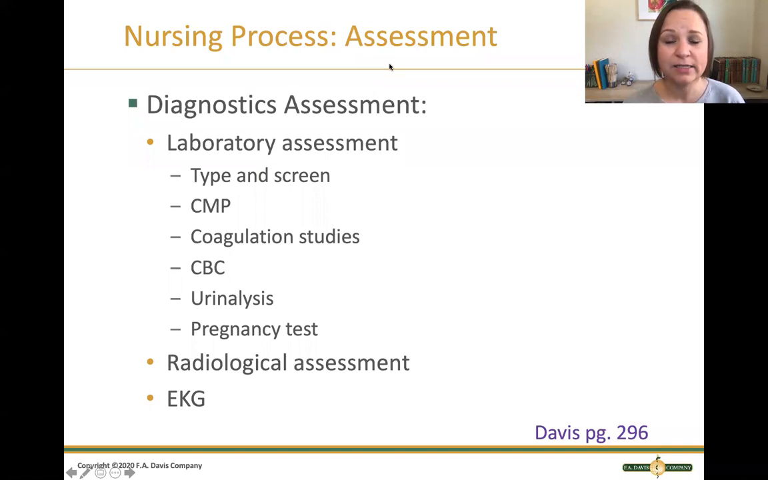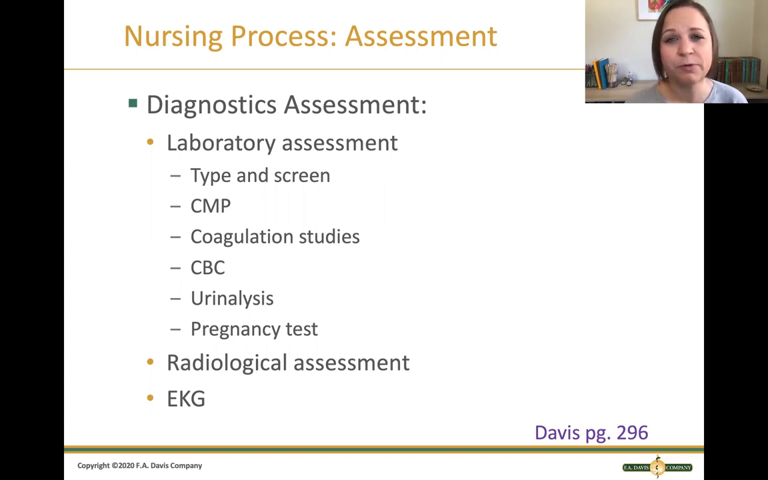Here are the diagnostics that a patient will be required to have pre-surgery. Lab tests: a type and screen in case they're going to need blood during the procedure, a complete metabolic profile that will give an assessment of electrolytes, as well as kidney and liver function, coagulation studies to make sure that they will clot safely during surgery, a complete blood count to make sure that they're not anemic to start with and that they have no signs of infection, a urinalysis, again, to show signs of infection or dehydration, and finally, a pregnancy test on any women of childbearing age.